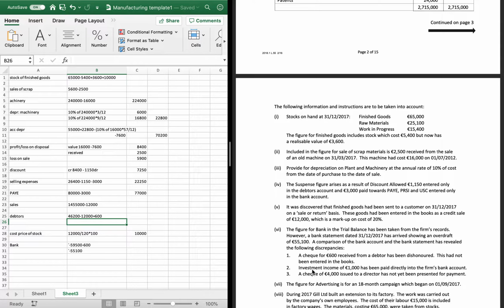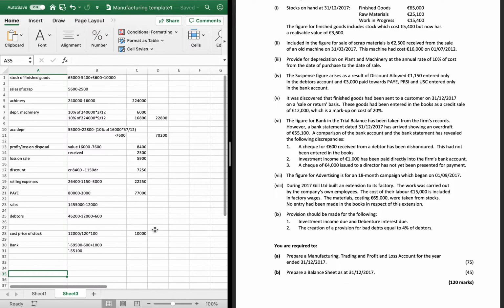investment income of 1,000 will be paid directly into the firm's bank account. So again, it's in this one here. This is the bank's record, 55.1, but it's not in ours. We've received 1,000 euros there. Now, the double entry from that is that investment income due gets reduced.